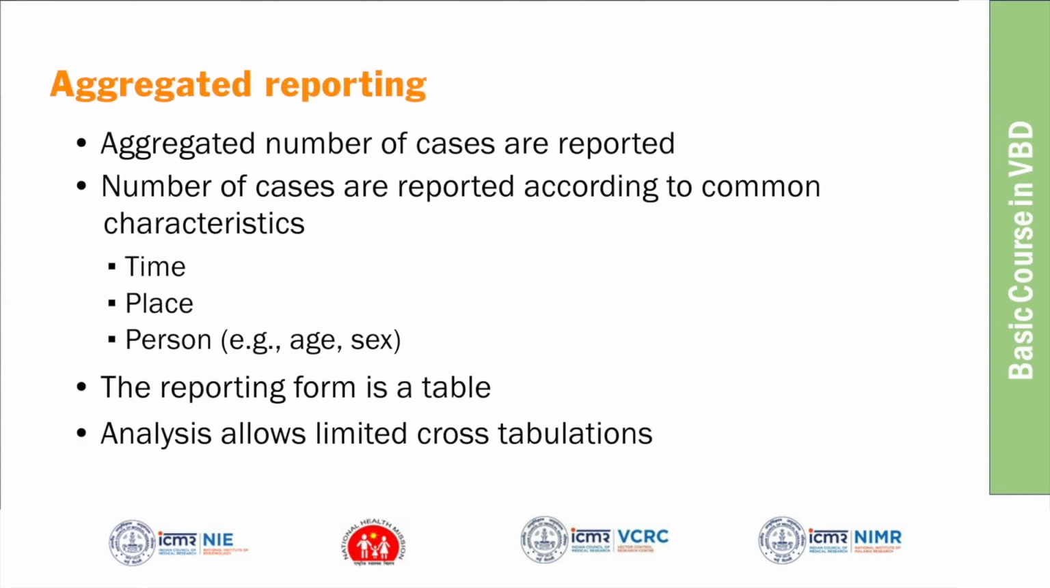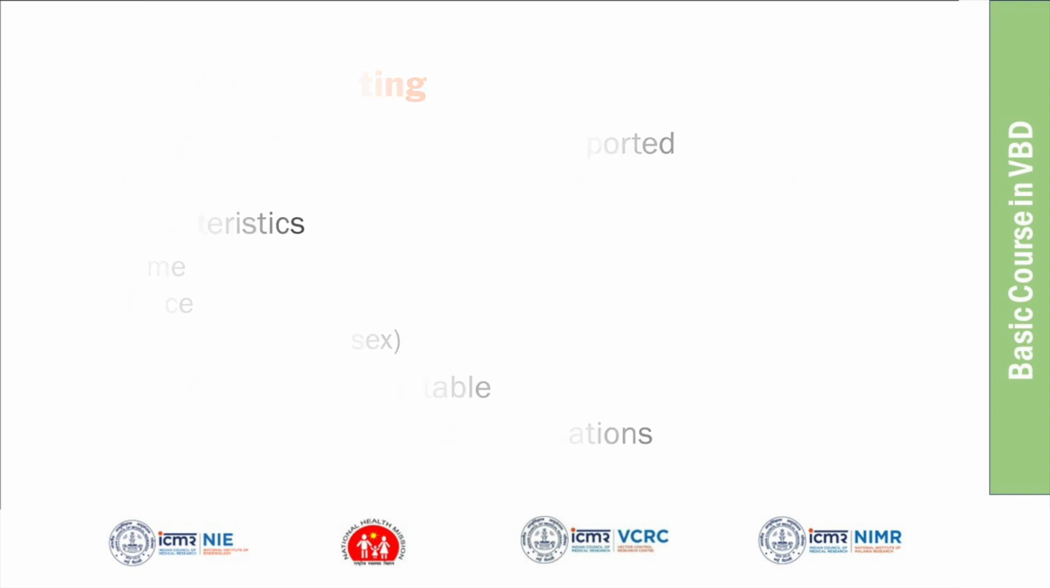In aggregated data reporting, the number of cases is reported according to common characteristics. Again, it's time, place, person, but this is not line listing data. This is aggregated data. We are not sending the line list. We are sending tables here. Here we can't do much analysis. We also cannot make cross tabulations.